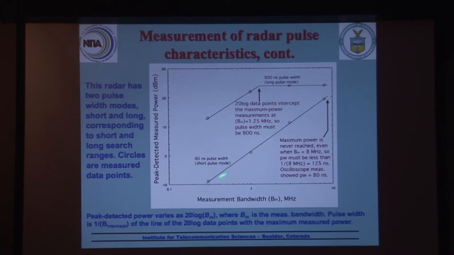And so what we're seeing here is that at 8 megahertz, and the inverse of 8 megahertz is 125 nanoseconds, the power we were measuring was still going up. So we know that the pulse width of this radar is less than or equal to 125 nanoseconds. An oscilloscope measurement later showed that it was actually 80 nanoseconds. That was its short pulse mode.